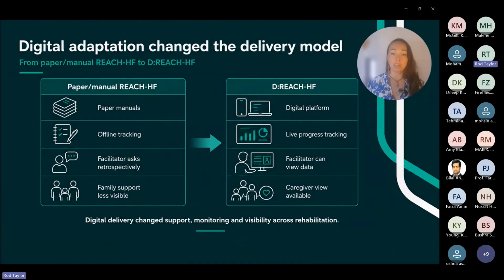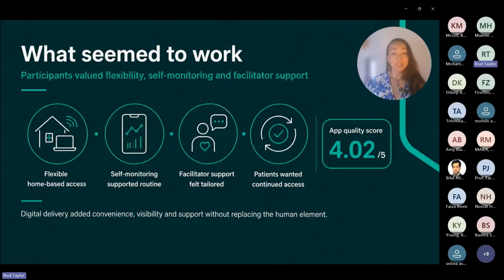So what seemed to work in the early DREACH-HF work? Overall, the early DREACH-HF work suggested that the platform was acceptable and feasible. We conducted interviews with patients, caregivers, and healthcare professionals after they had received or delivered DREACH-HF. Participants valued being able to access rehab from home and engage with information in their own time. Self-monitoring helped people build routines around exercise, symptoms, weight, medications, and well-being, and facilitator support really remains central here. Patients and caregivers valued knowing that someone could see their progress during the facilitated period.